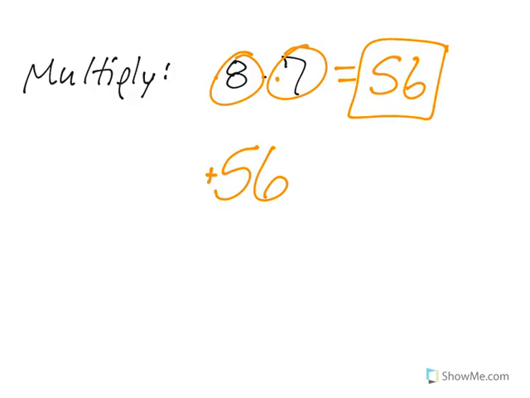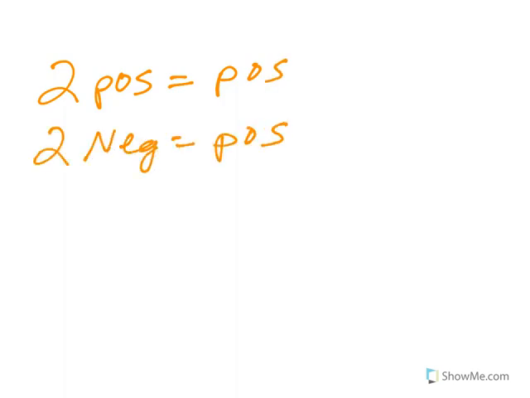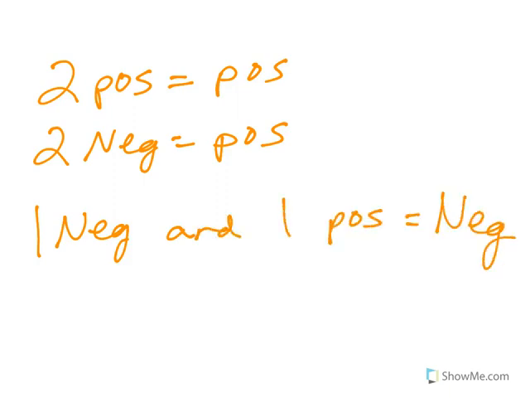Multiplying integers. Just keep in mind, if you have 2 positives, your answer is positive. If you have 2 negatives, your answer is positive. If you have 1 negative and 1 positive, your answer is negative. Just a little cheat code to help you multiply integers.